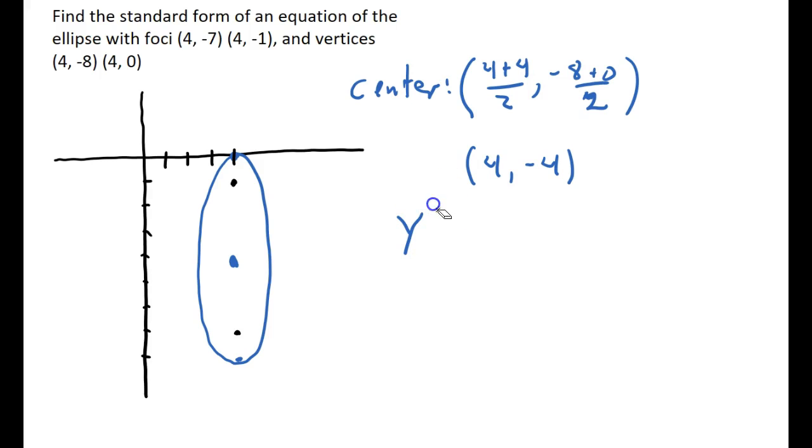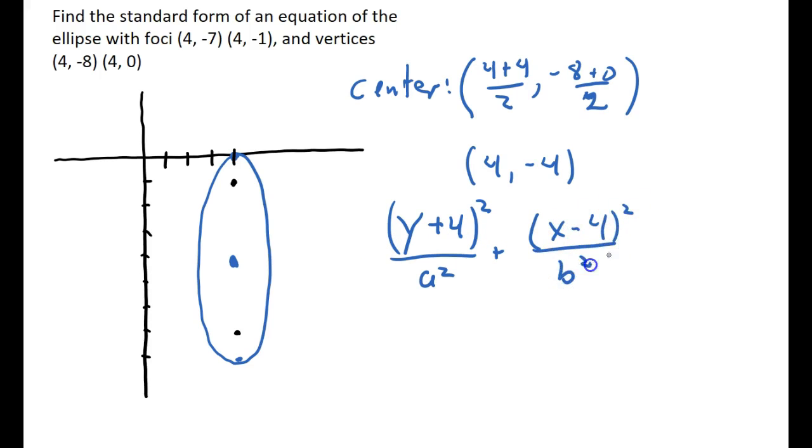Well, let me erase that because I know that I am subtracting a negative 4 from y. And I'm subtracting a positive 4 from x. That's going to equal 1. Okay, so how much is a? Well, there's a, and that distance from 4, negative 4 to 4, 0 is 4. So a equals 4.